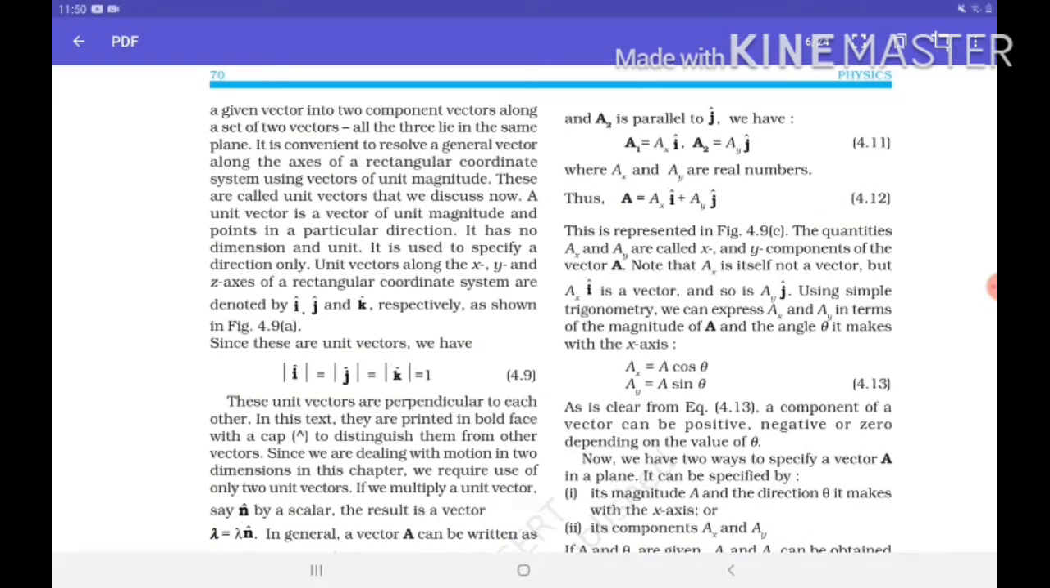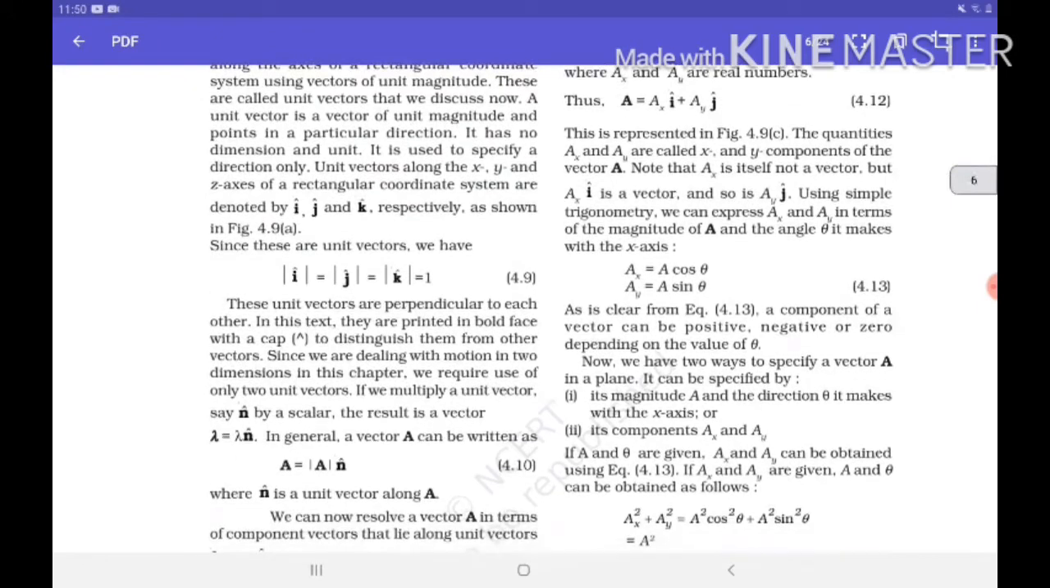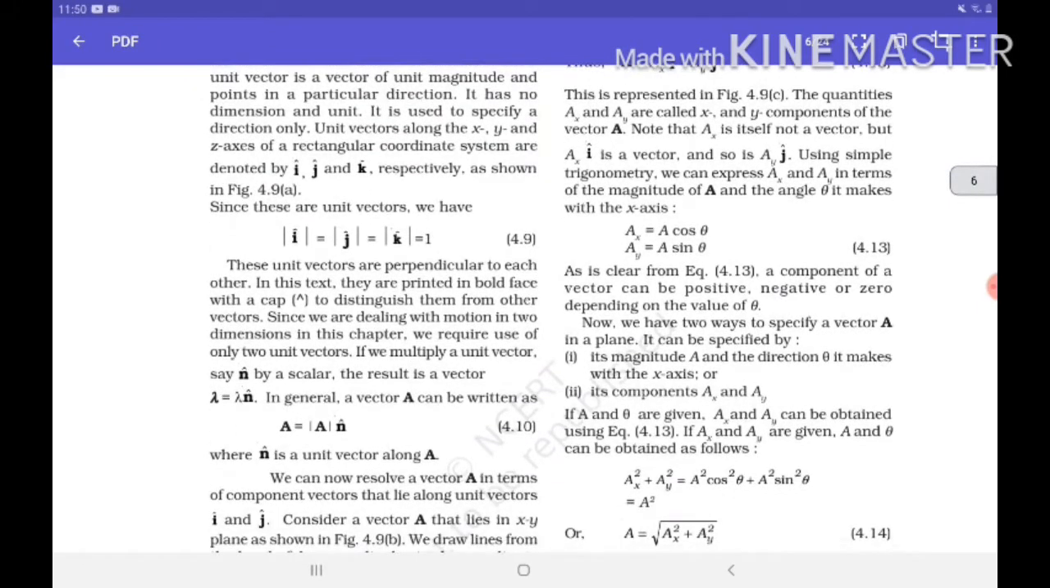The quantities Ax and Ay are called the x and y components of the vector A. Note that Ax is itself not a vector, but Ax i cap is a vector, and so is Ay j cap. Using simple trigonometry, we can express Ax = A cos θ and Ay = A sin θ.